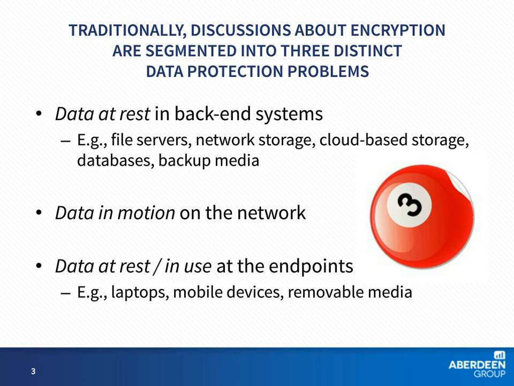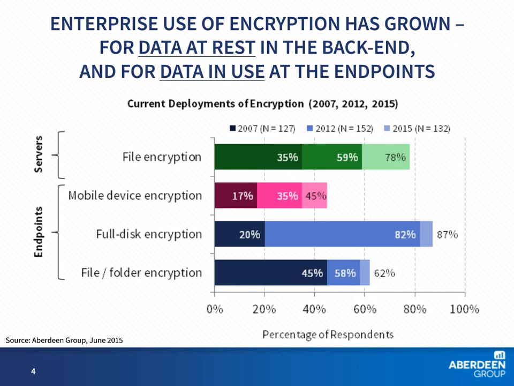I've been in this role at Aberdeen as an analyst and researcher for about 8 years, and some of the very first studies I did, in fact, were on encryption. So I pulled together some of the results of benchmark studies, different snapshots in time, so we could see some of the change in encryption through this benchmarking process. We've definitely seen in all areas that enterprise use of encryption has grown. I've tried to show on the slide the separation between the servers, which you see on the top there. For servers, file encryption in 2007 was about 35% of all the respondents in that study. In 2012, it had grown to 59%. And in 2015, earlier this year, it was nearly 80%.